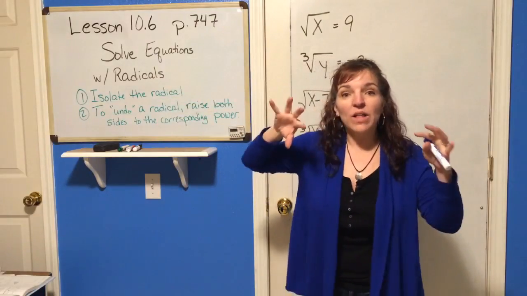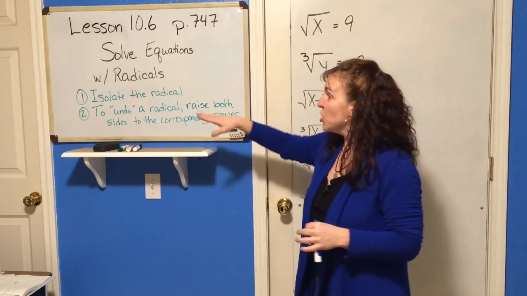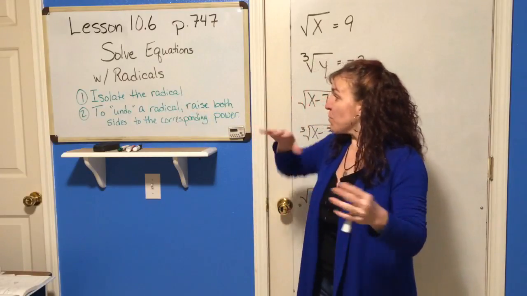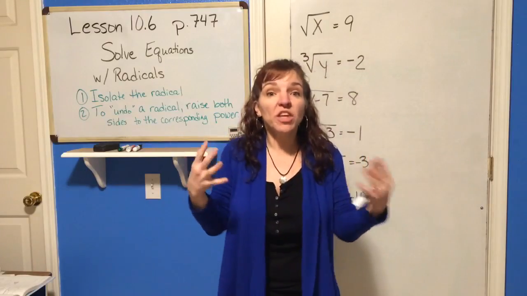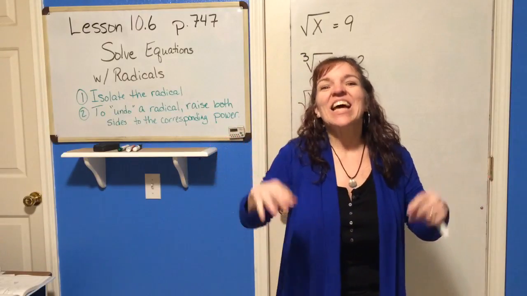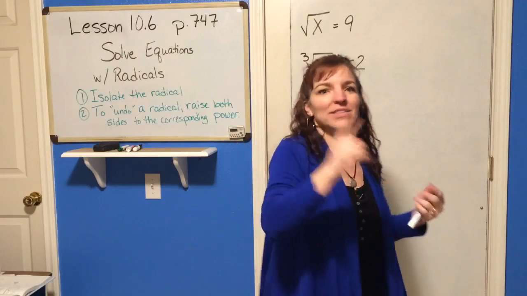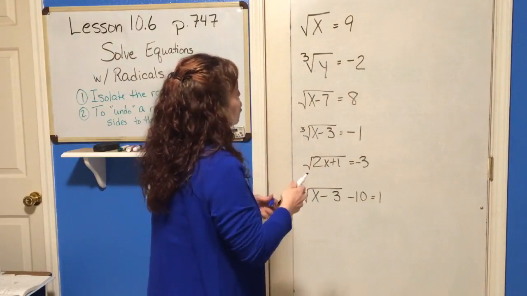We've got to get the radical by itself, and then to undo that radical, we're going to raise both sides of the equation to the corresponding power. Remember, when we're solving equations, we can do anything we want as long as we do the same thing to both sides. You know, I always say that. Okay, so here we go.